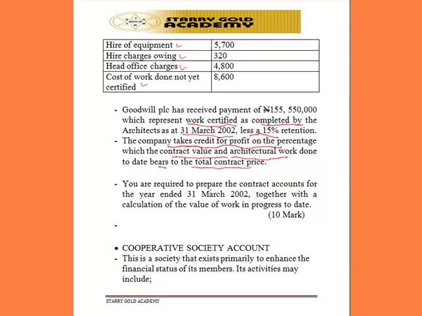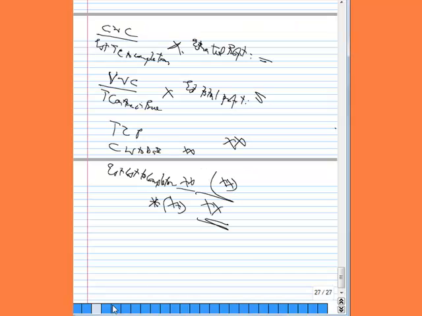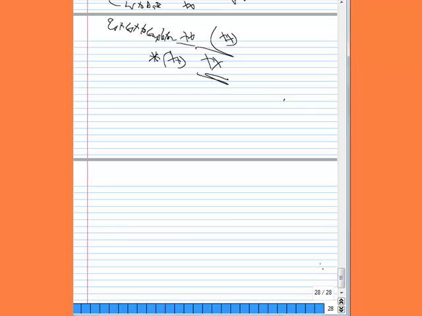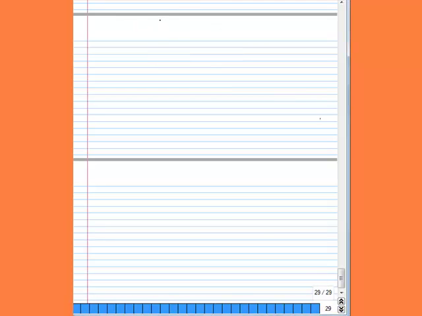You are required to prepare the contract account for the year ended 31st March 2002, together with a calculation of the value of work in progress. Okay, let's see how we're going to go about that. Like we discussed in the note, a contract account is a T account. The expenses and the assets used for the business are debited.